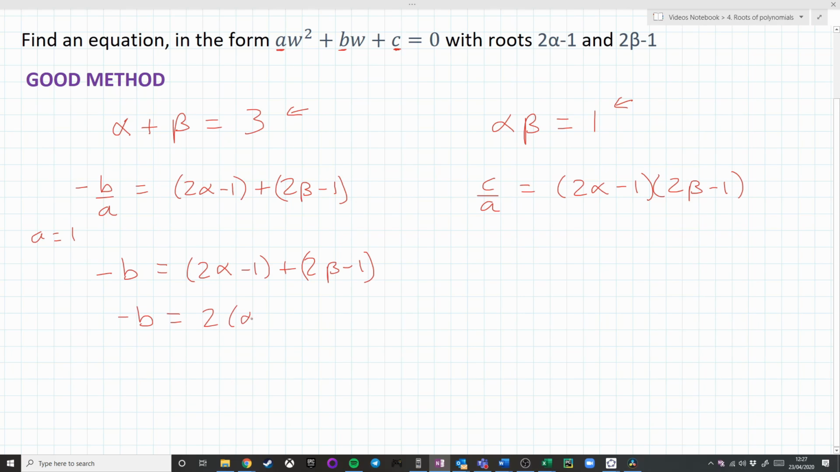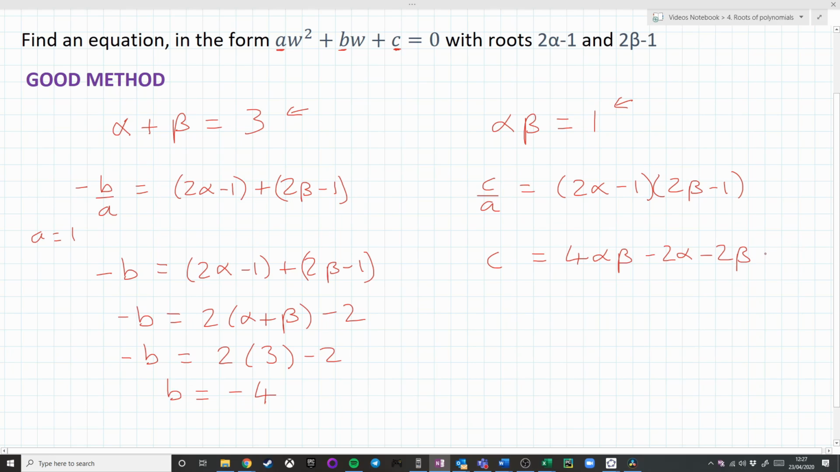which gives us that minus b is 2 open brackets alpha plus beta minus 2, and we know that alpha plus beta is 3, so we get minus b is equal to 2 open brackets 3 minus 2, and this nicely gives us that b is equal to minus 4. Over here I can say that c is equal to, multiplying out the brackets, 4 alpha beta minus 2 alpha minus 2 beta, no, plus 1.